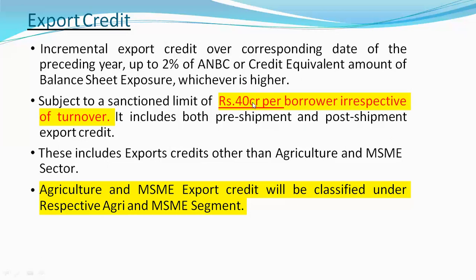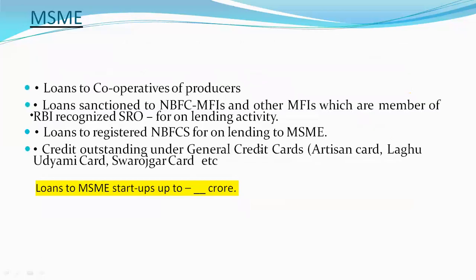So up to 40 crore loan that the bank will give will come in priority sector lending, and incremental growth should be of 2% of ANBC in this. Okay, so let's see next question. Question number is not there. So a question related to MSME.